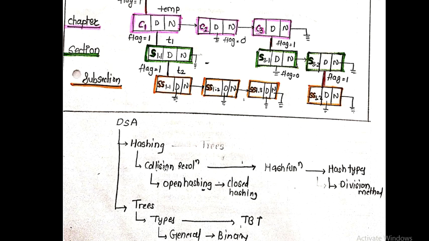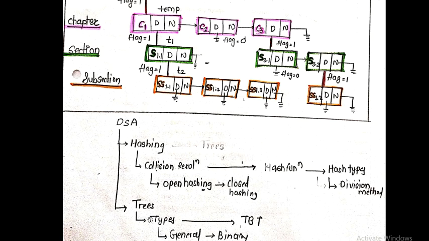Whatever the next chapters available for hashing are, that is the hash function and the hash type. So how many chapters are under hashing? 3: collision resolution, hash function and hash type. What subsections are available? Open hashing and closed hashing. These are the 2 subsections for the section collision resolution. For the hash function there is no subsection, and the division method is a subsection for the section hash types.